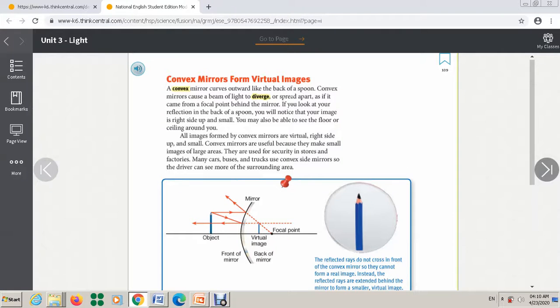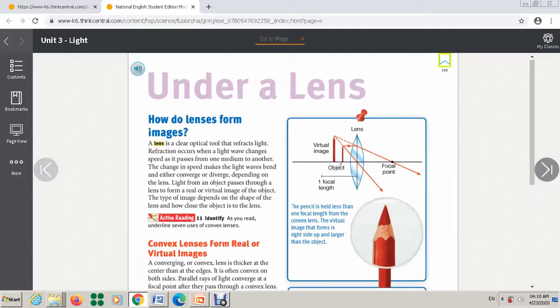So now let's move to the other part. We finished from mirrors. The other part is talking about lenses. You have to know the meaning of lenses. This part is very important. What does a lens mean? It's a clear optical tool that refracts light. Refraction occurs when light passes.